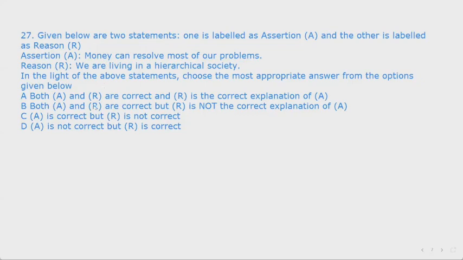So just choose the option wisely. So option A states both are correct. That's true. And R is the correct explanation of A. That is wrong because R is not a correct explanation. Moving to option B. So both A and R are correct, but R is not a correct explanation. So this is the exact answer which we are looking for. So option B becomes our answer. Moving to the next question.